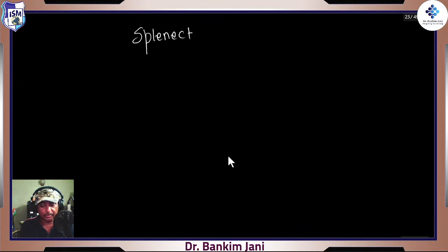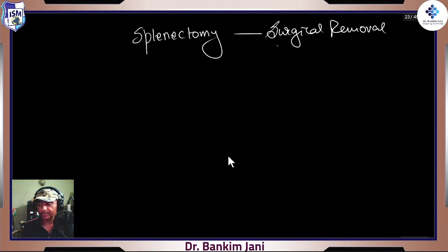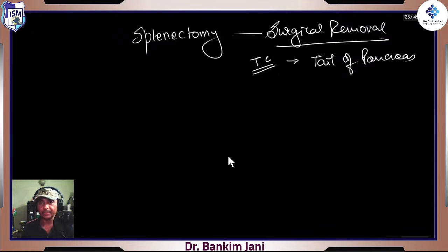For the splenectomy, that means surgical removal, right? For the surgical removal we need to take care of two things. One, the tail of the pancreas, correct? So take care. And that is where the gastrosplenic and lienorenal ligaments are to be taken care of, because they will be carrying some important vessels.